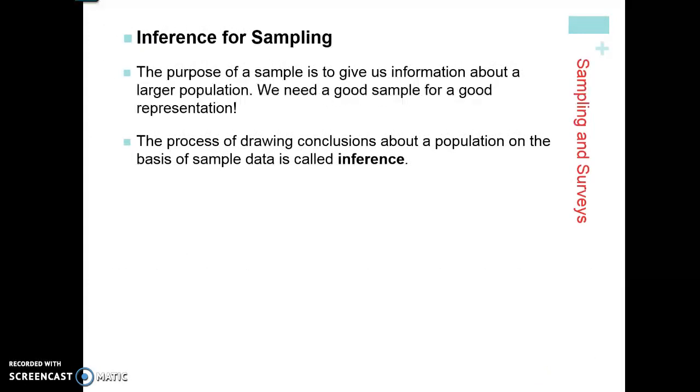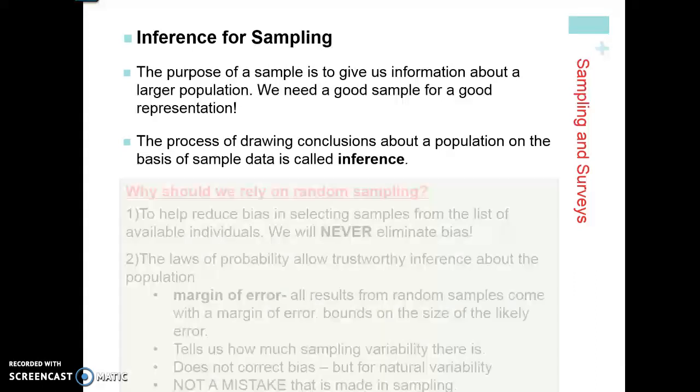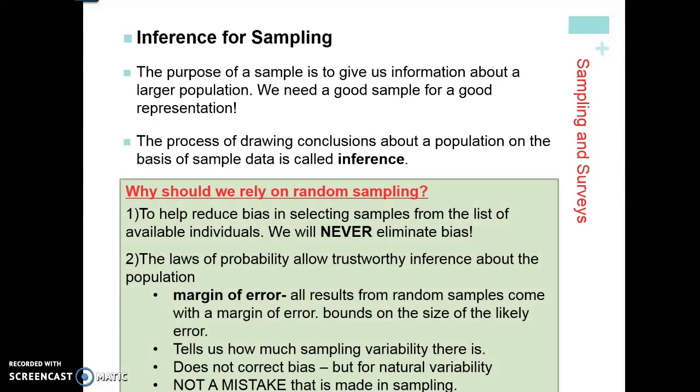All right, so why do we need to do sampling? The purpose of a sample is to give us good information about the larger population. We need a good sample for a good representation. So the process of drawing conclusions about a population on the basis of a sample is called inference, and that's basically what statistics is: we're taking a sample or we do a test in order to make an inference or to make a conclusion about the population.